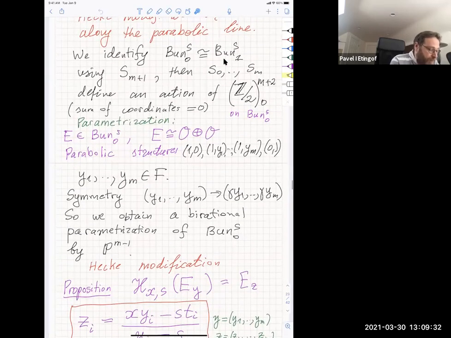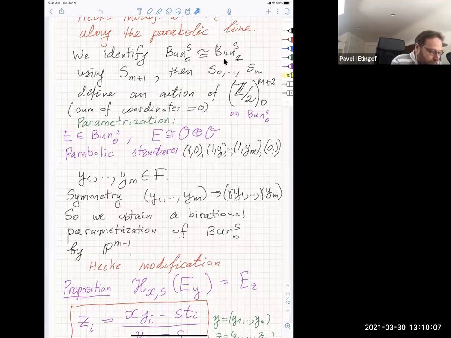And then, well, this representation is not bijective because we can scale these y's. And this doesn't change our bundle, because if we fix things at 0 and infinity, we still have a residual symmetry, which is a scaling. So that means that we have this symmetry, and therefore we identify band 0 stable with P m minus 1. Well, not quite, because it doesn't mean that it's literally that, but birationally it is so.